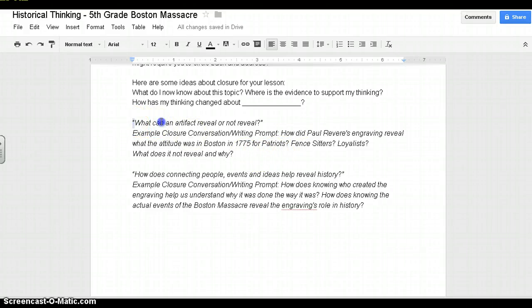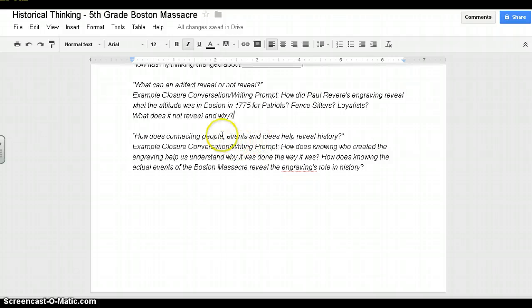And then always go back to the essential question that you originally set out to have them answer, and what can an artifact reveal or not reveal. And this could be a writing prompt or just a closing conversation. And it could be, how did Paul Revere's engraving reveal what the attitude was in Boston for patriots, fence-sitters, and loyalists? And what does it not reveal, and why? So this is getting at the essential question, but using the information that you got from your subtext analysis.